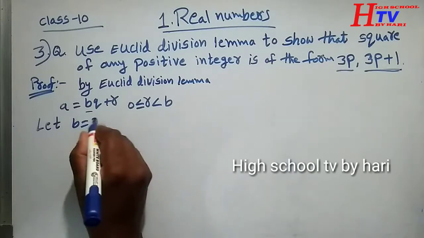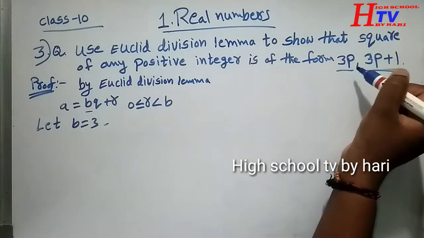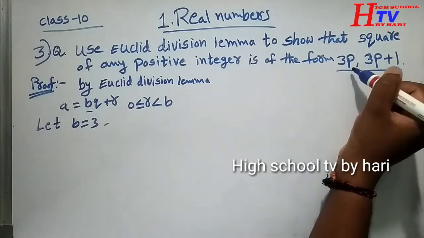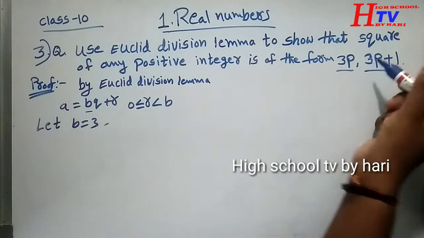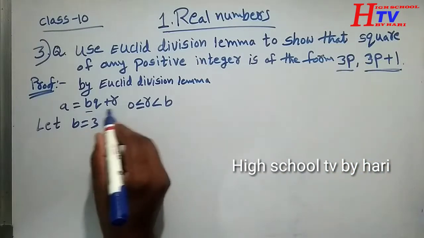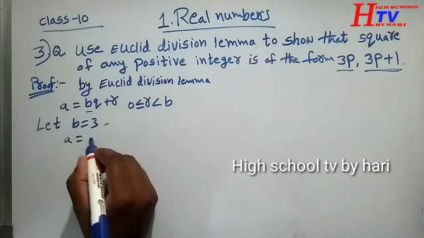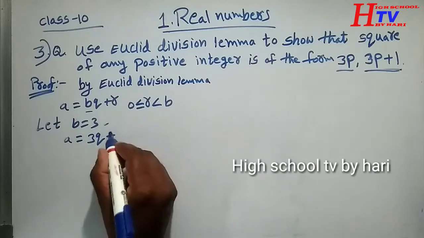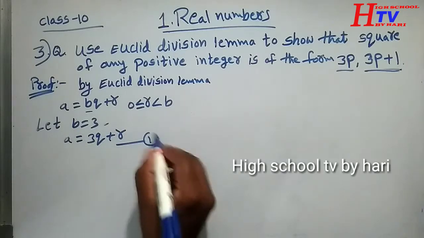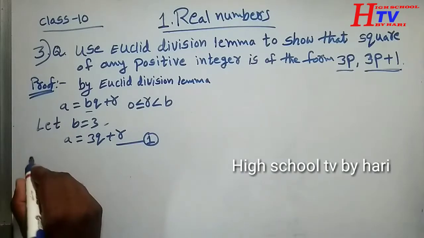Let b equal 3, because our proof also has multiples of 3. This Euclid division lemma becomes a equals bq plus r. In the place of b, 3. So a equals 3q plus r. Say it is equation number 1.